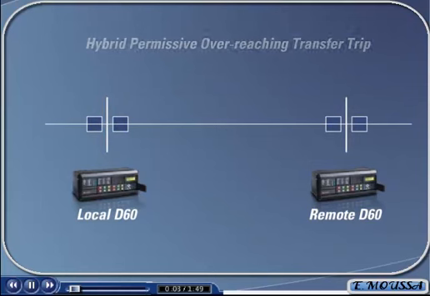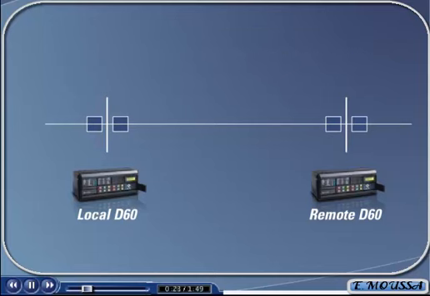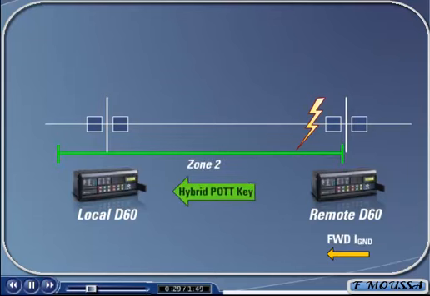The hybrid POTT, or hybrid permissive overreaching transfer trip scheme, is a modification of the POTT scheme, which adds an extra degree of security and additional protection for transmission lines that have a weak in-feed source. The hybrid POTT scheme works in the very same way as the POTT scheme to speed up the clearing of end zone faults. In this scheme, both a Zone 2 fault and forward-flowing ground current being detected by the remote distance relay will send a permissive key to the local distance relay, thus allowing it to trip.